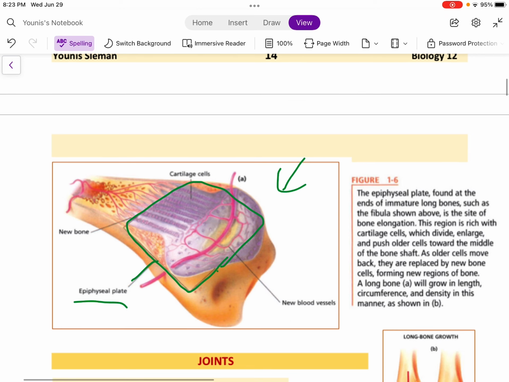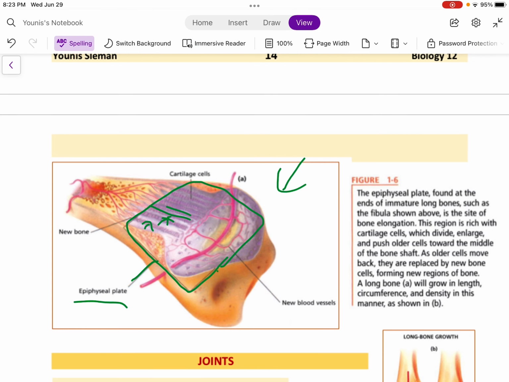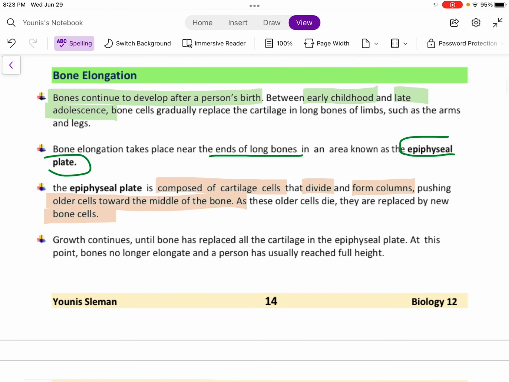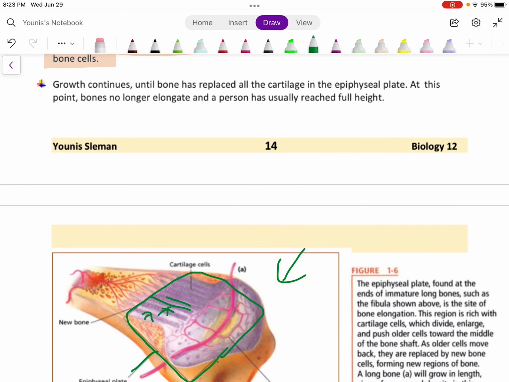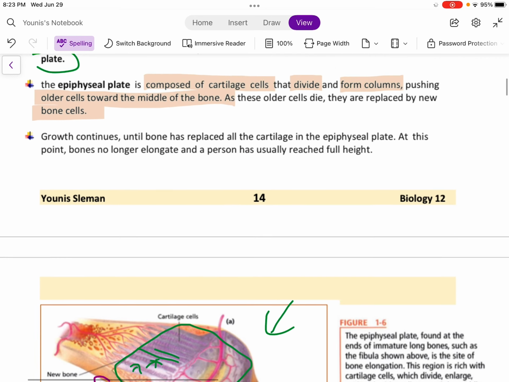See, how do they form columns? You just focus on these columns where I am pointing, see? Like columns, like rows. These columns are produced when cartilage cells divide and push the older cells toward where? Toward the center of the bone, in this direction. And then the bone cells will take the place of older cartilage cells, and when more cells come to make a layer, that means the bone is elongating, the bone is increasing its length.